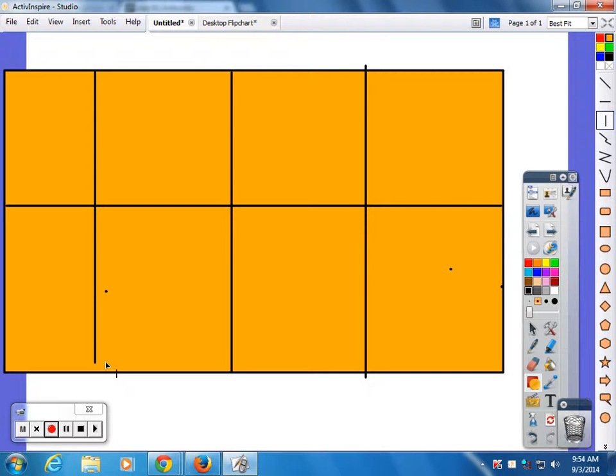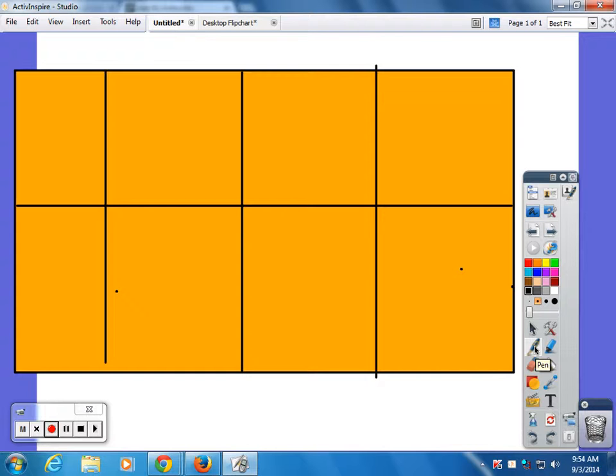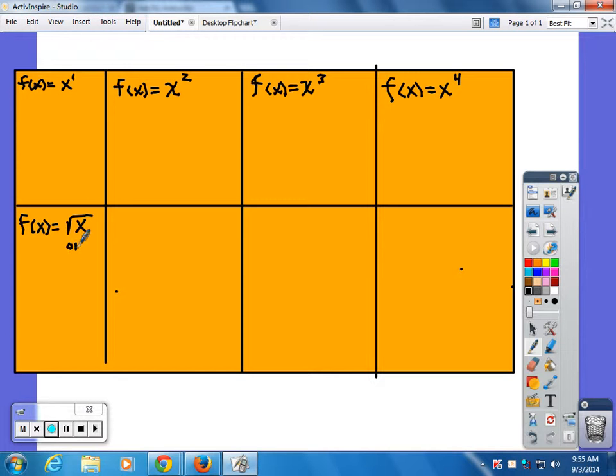If you had me for 102, you've already seen this probably. The first one is f of x equal to x to the first power. F of x is equal to x to the second power. F of x is equal to x to the third power. F of x is equal to x to the fourth power. F of x is equal to the square root of x, or x to the 0.5 power. F of x is equal to the absolute value of x.